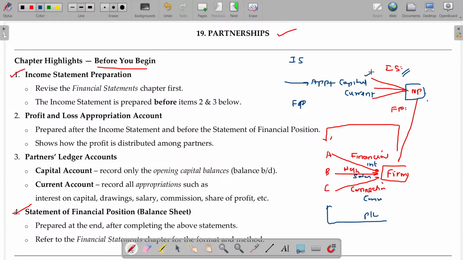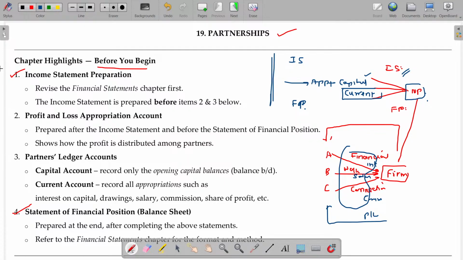The capital account will be the initial amount invested on day one, and now and then there may be amounts credited in their account for these reasons, and amounts debited for their drawings. The drawings and interest will again be subtracted. That will be shown separately in the current account. So you have to prepare this before preparing the financial position. It's nothing but final accounts again.